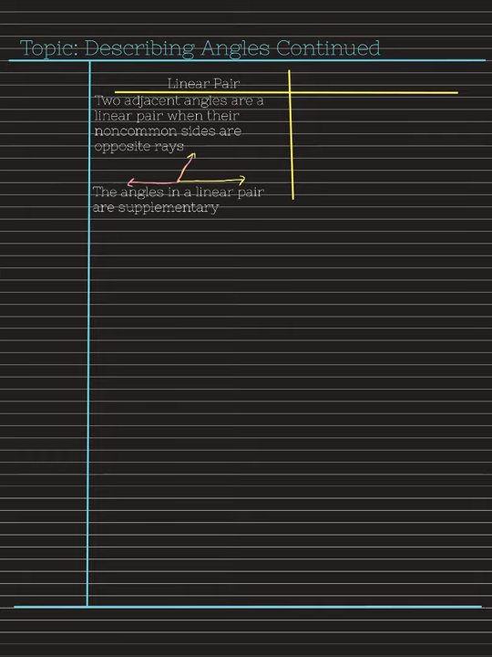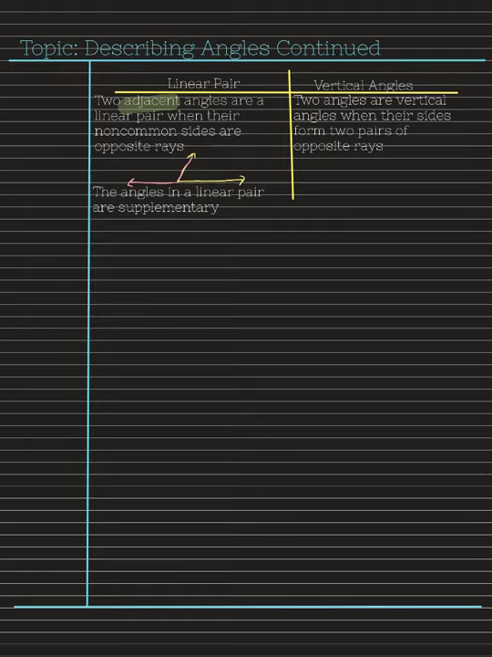I want to point out that when we were talking about supplementary alone, we said that they could be adjacent or non-adjacent. However, now that we switch our conversation to linear pair, it specifies that these are indeed adjacent angles. Let's go ahead and look at our last type, and that is vertical angles.